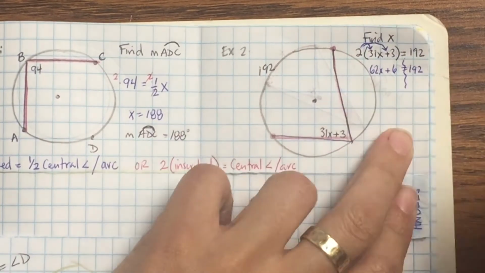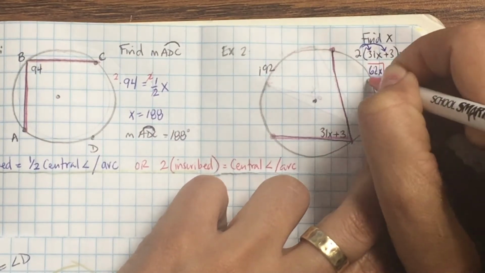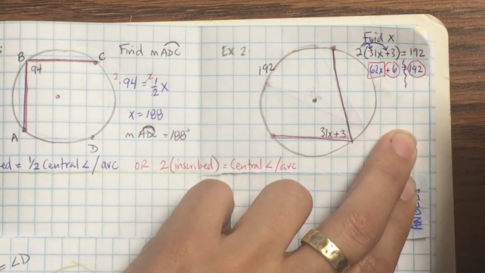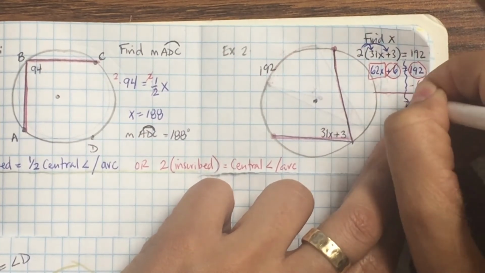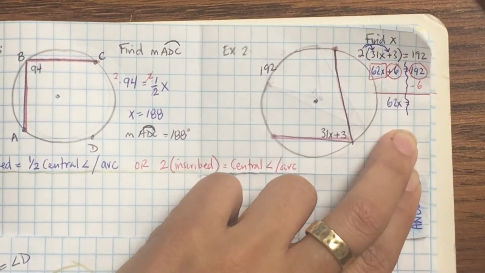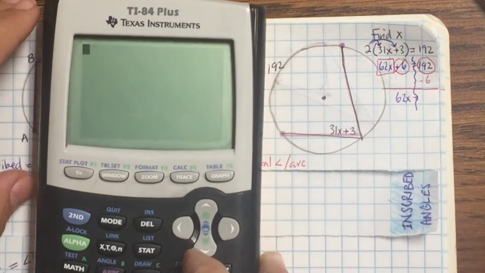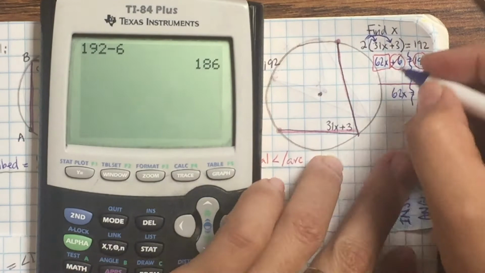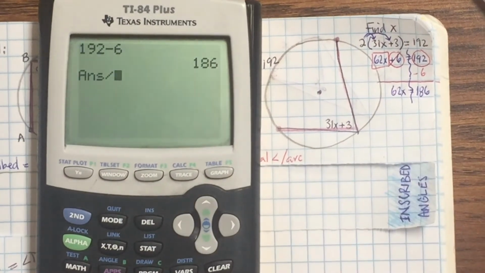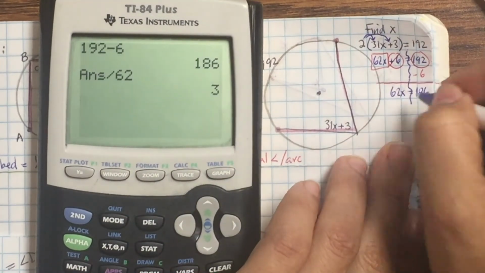So go ahead and get it written. That's what you're going to get. Boxes and circles. What are you going to move? You can move positive 6 to the other side. It's going to become negative 6. This is a listening check. Color in example 2. 192 minus 6, which is 186, so divide both sides by 62. X is equal to 3.